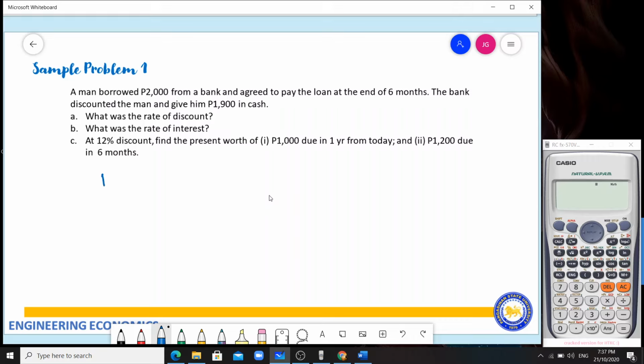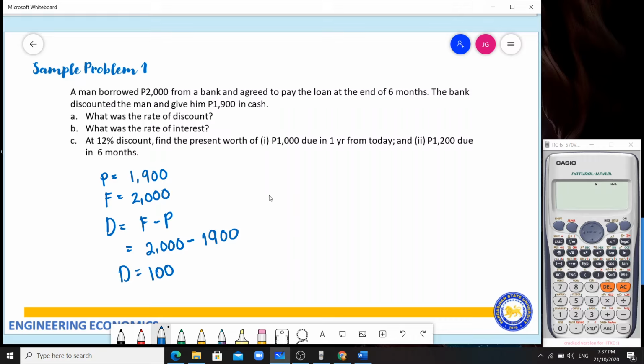So, ang present worth natin is 1,900 kasi yun yung binigay sa kanya ngayon. Pero ang babayaran niya is 2,000. Okay? Ang hinihiram niya talaga is 2,000. Tapos, ang binigay sa kanya ngayon, 1,900. So, parang ang nangyari is meron siyang discount. Pag i-compute natin yung discount, that is F minus P. So, 2,000 minus 1,900, diba? Okay? So, ang discount niya is 100 pesos.